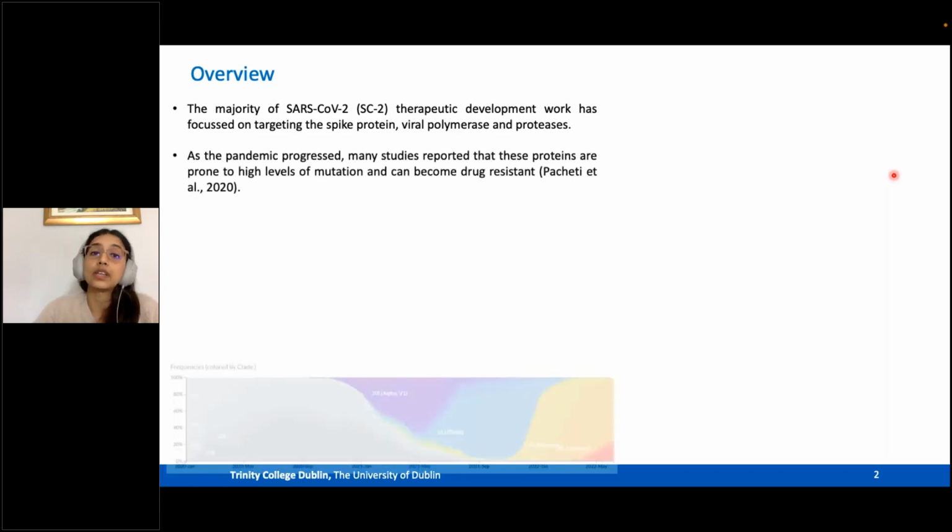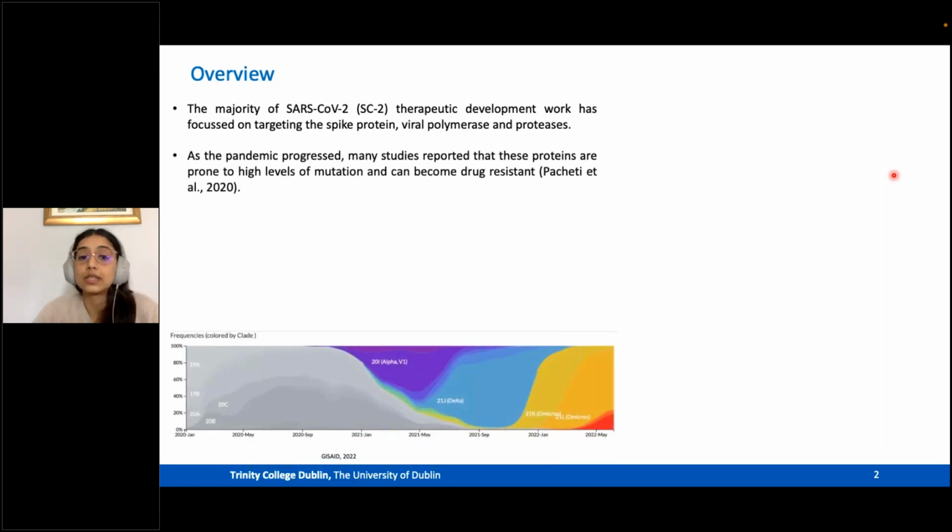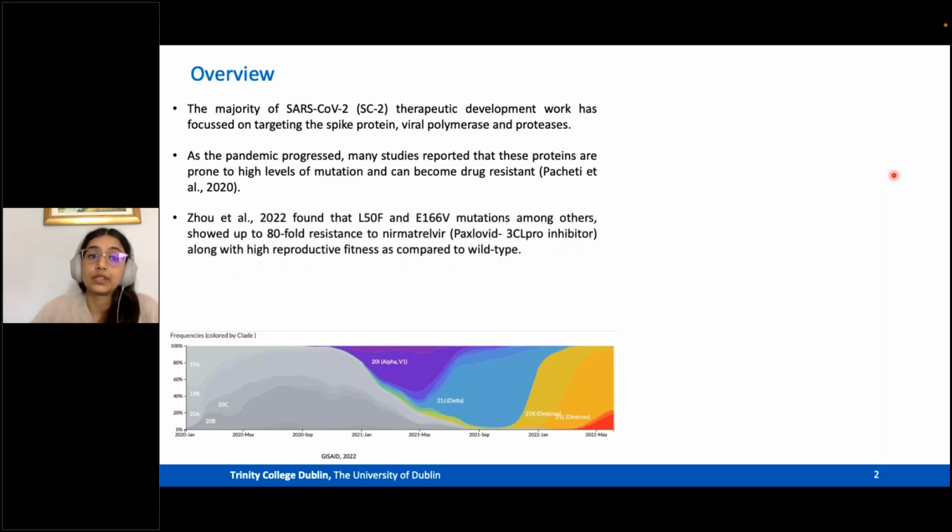As the pandemic has progressed, we've seen the emergence of different variants, starting off with the Alpha variant at the very beginning of the pandemic to the most recent Omicron variant. Many studies have reported that these proteins are prone to high level of mutation and can become drug resistant. One such example is of this study that found mutations in the 3CL proteases that resulted up to 80-fold resistance to the infamous Paxlovid drug. Not only that, it also gave the virus high reproductive fitness when compared to the wild type.